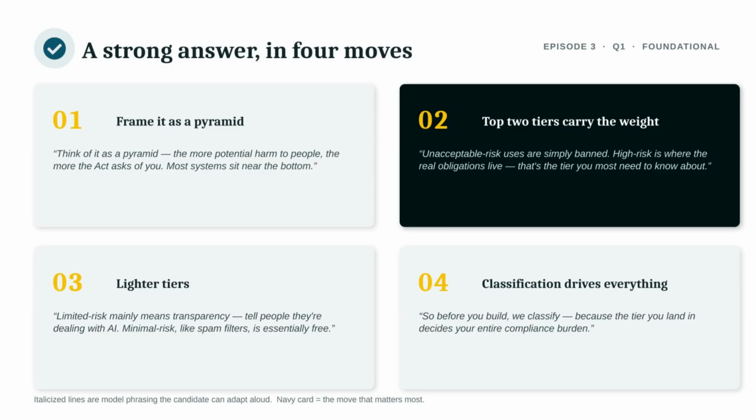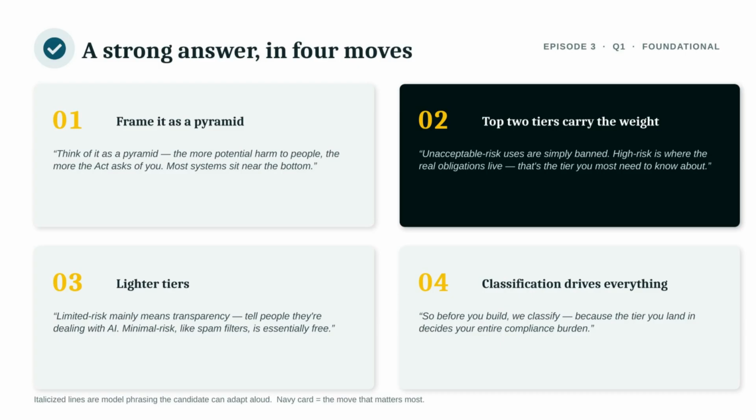Voiceover: I'd skip the article numbers and give them a usable picture. The act is a pyramid and the rule is simple. The more potential harm to people, the more the law asks of you. There are 4 tiers. At the top, unacceptable risk uses, things like social scoring or manipulative systems, are banned outright. Below that, high-risk systems carry the real weight: risk management, data governance, human oversight, documentation. That's the tier you most need to understand.